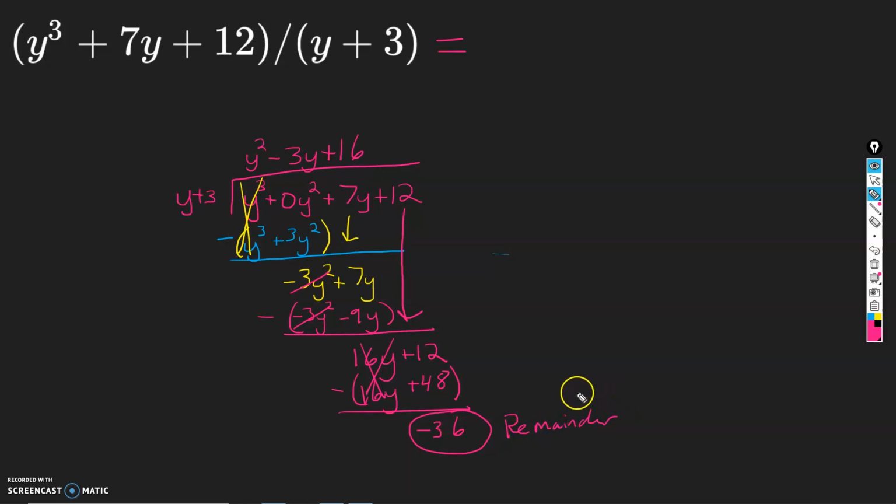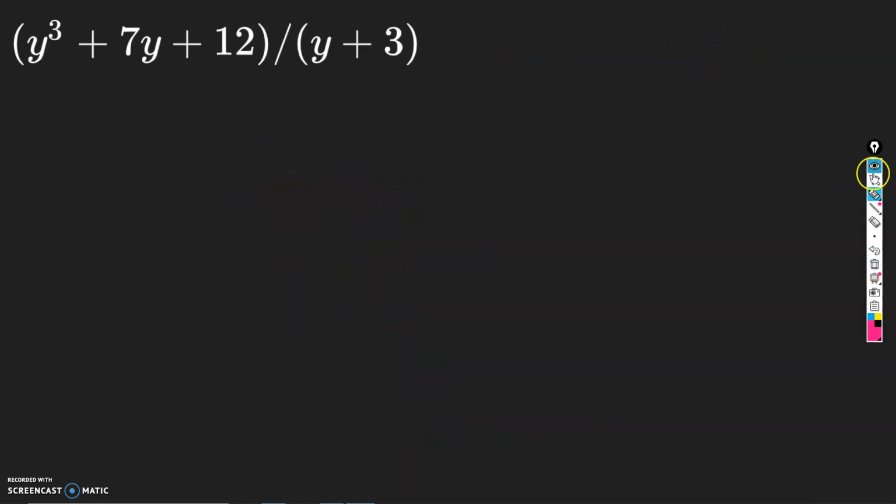Okay, but how we write this is we write our remainder as a fraction. So when we're going to write out the whole thing, this guy divided by this guy is y squared minus 3y plus 16 minus 36. We always write the remainder as a fraction, minus 36 over the divisor, y plus 3. So this guy divided by this guy is y squared minus 3y plus 16 minus remainder divided by divisor. That's the divisor here. Okay, let's see one more example.